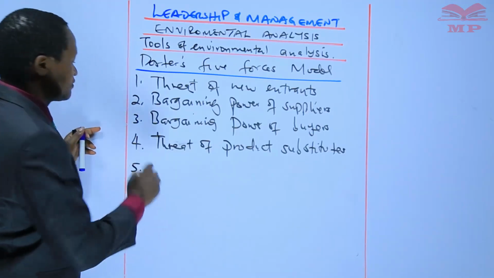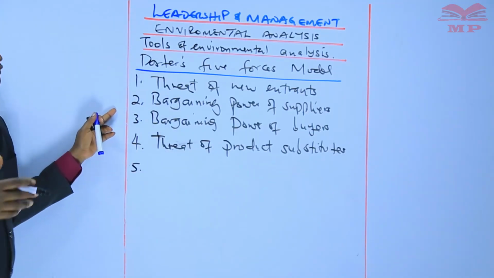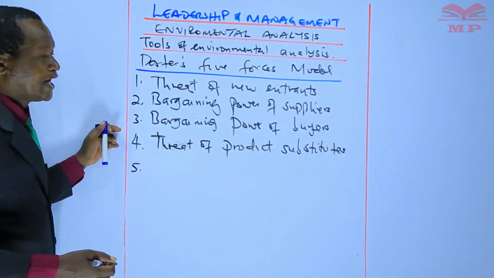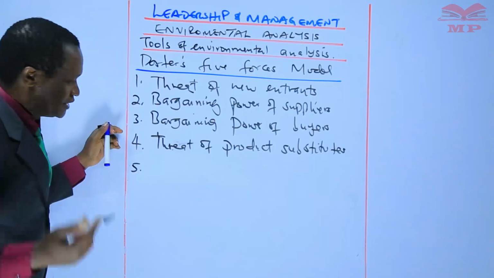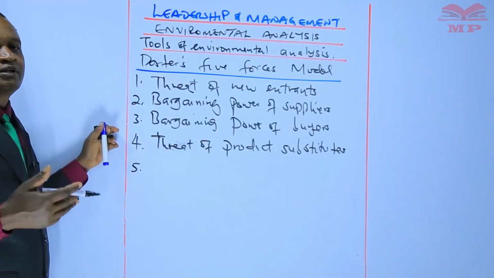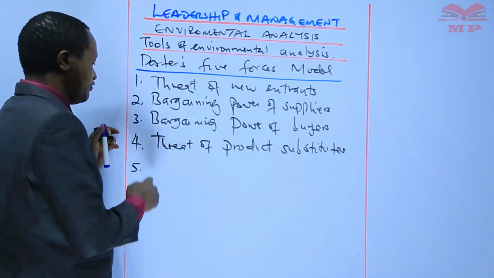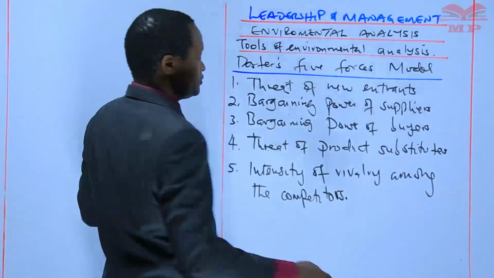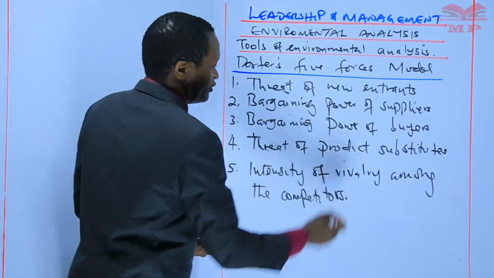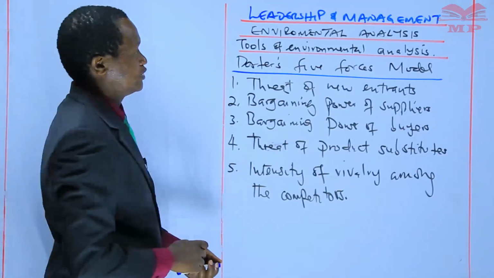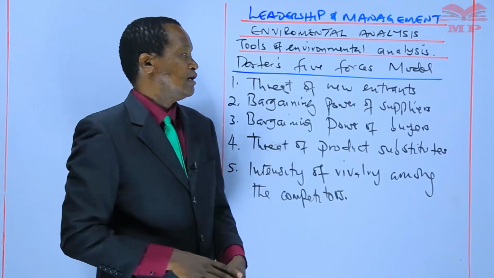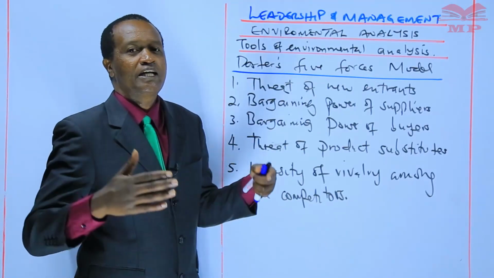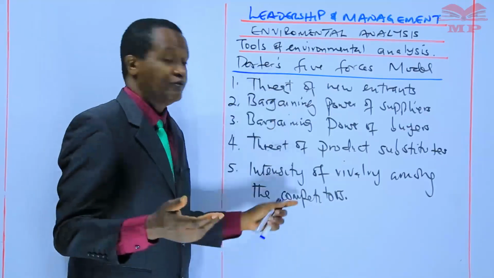Then lastly, the last force is the intensity of rivalry among the competitors. All right? The intensity of rivalry among the competitors. So these are the 5 forces according to Michael Porter. He said that the level of intensity is determined by these 5 forces.